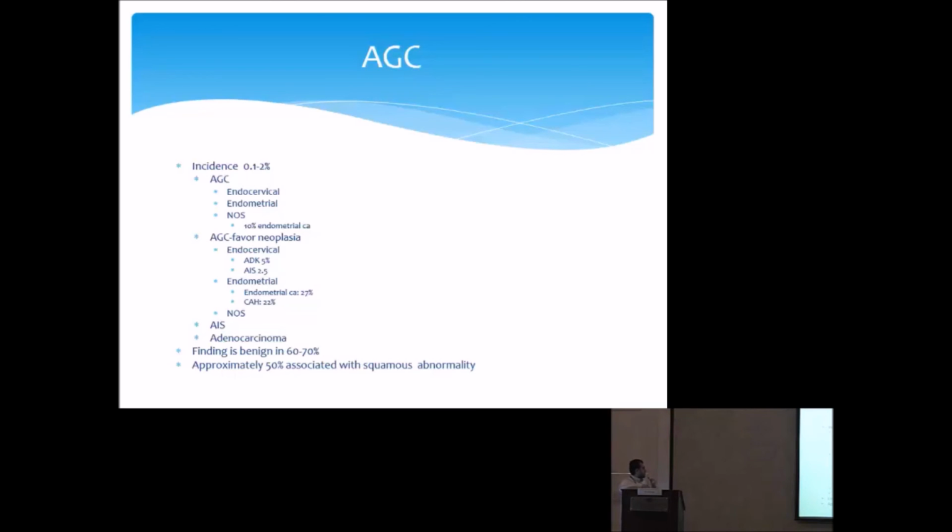If it's endometrial, there's underlying risk of 27% endometrial CA. Complex atypical hyperplasia is 22%. The other is adenocarcinoma in situ, which is also, there's a risk of around 30% underlying invasive cancer, or it could be reported as adenocarcinoma. Keep in mind that 60 to 70% with reported atypical glandular cells, the findings are benign. Also, another thing to keep in your mind is that 50% are associated with a squamous abnormality.